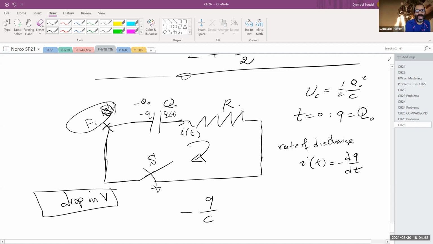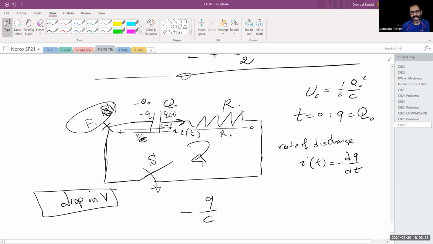Since I am going in the same direction as the current, I'm dropping on the resistor. So this is a natural Ri. There is a drop in this direction with an Ri. In here, actually, there is a rise by Q over C, but I'm going to write it in this direction and change its sign, that's all. So it's still the same correct direction, okay?